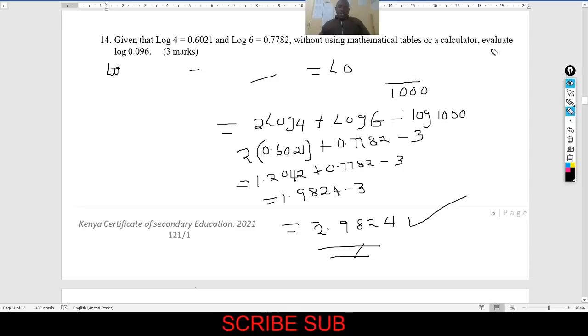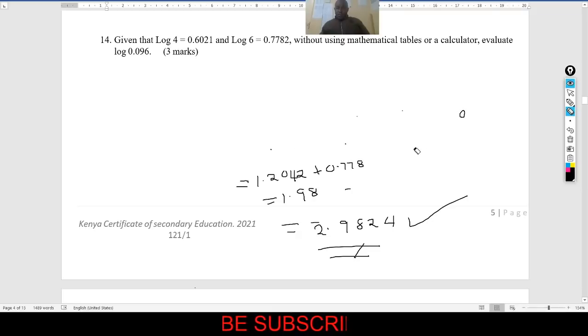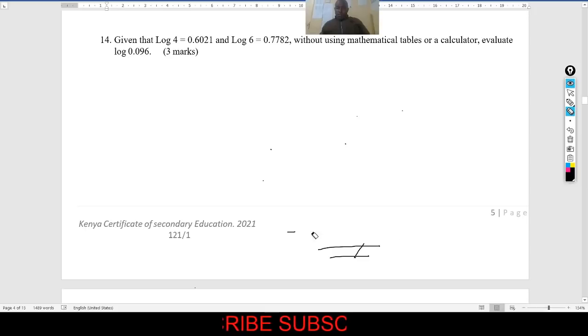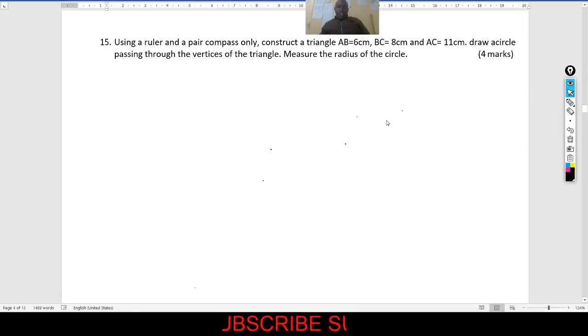So now we do the next question, number 15. It is a construction.